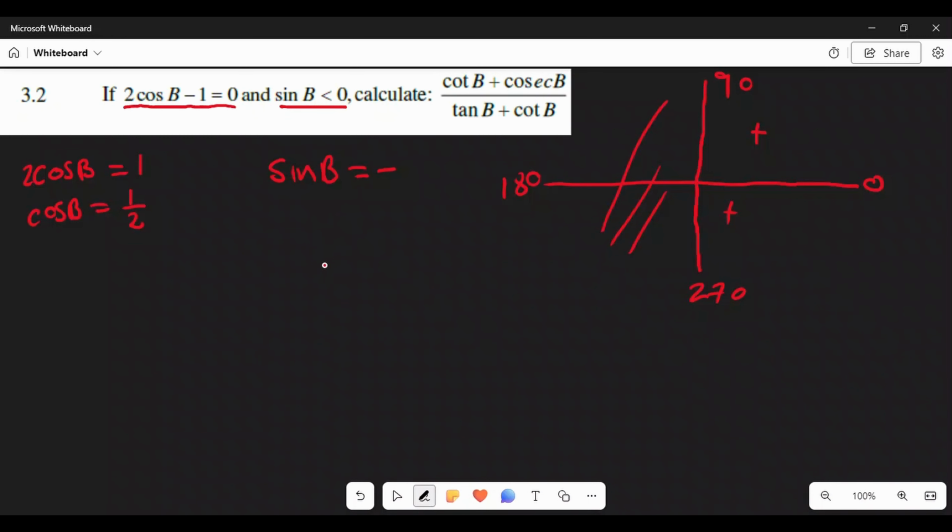It's actually negative. So when you look at this quadrant, we have the first quadrant, the second quadrant, sine is positive, but the third one is being scratched out. So we're gonna do the calculations here. So to clarify everything, we're gonna do the calculation on the fourth quadrant, right? So whatever we'll be doing here, it's on the fourth quadrant. Now we need to know what is cot b, cosec b, tan b, and cot b. So that is not a problem.